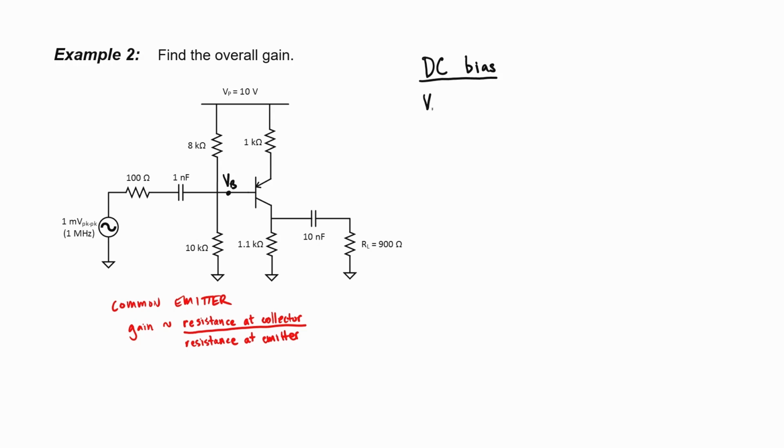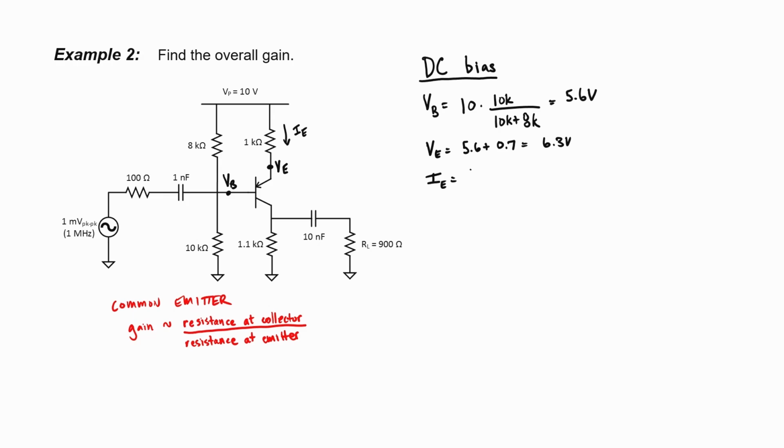Let's label our base voltage, and it's going to be determined by the voltage divider set up by the 10 kilo ohm and 8 kilo ohm resistors. It's going to be some fraction of 10 volts. In this case, it works out to be 5.6 volts. The emitter voltage should be higher than that by about 0.7 volts, 6.3 volts. We can then find our emitter current, I sub E.